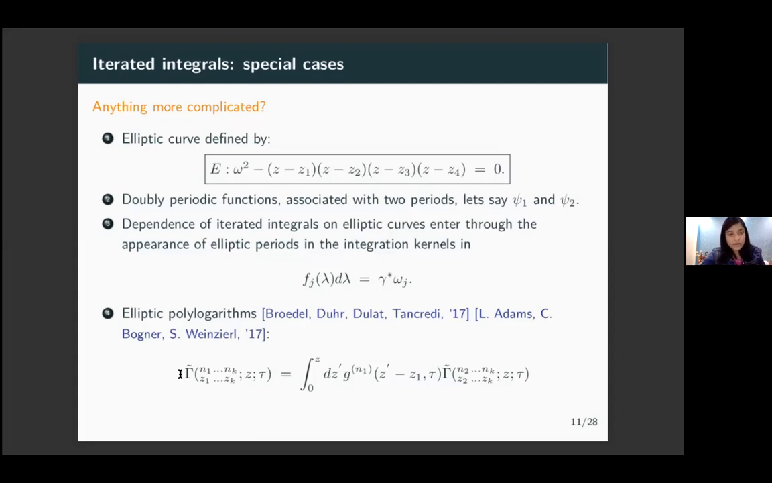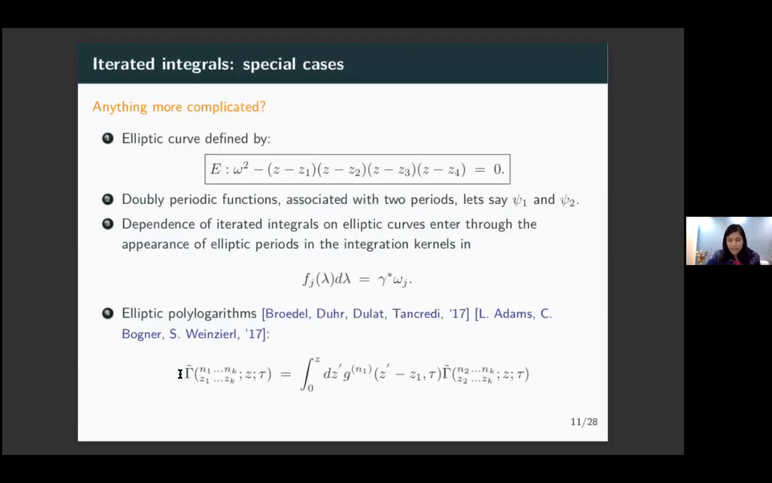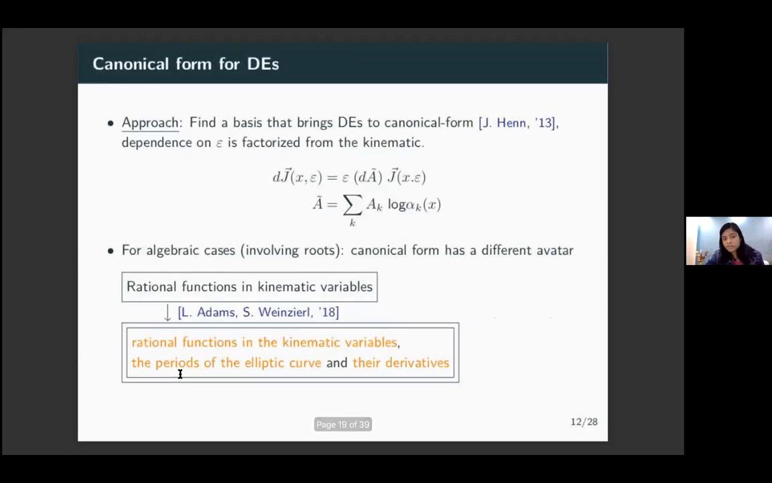So in the rest of the talk, I will be talking about a system which shows that there are not one elliptic curve, but three different elliptic curves, and you cannot make them one, you cannot remove them, and it's more complicated. Therefore, I will have to resort to just the formal definition of iterated integral to write down these differential equations. I was mentioning before that you can change the basis of the differential equation to bring it to a more canonical form.